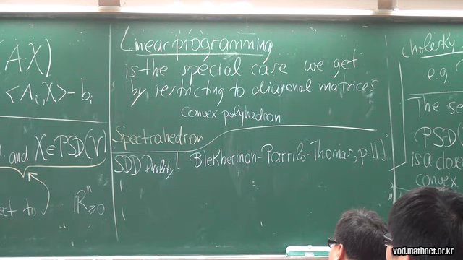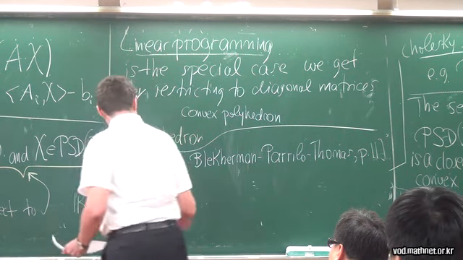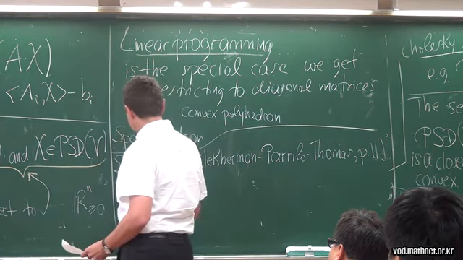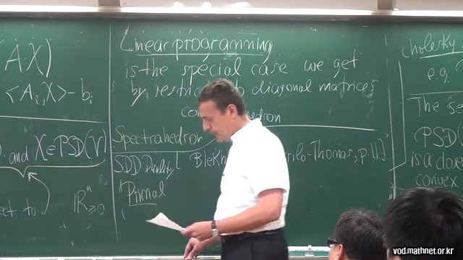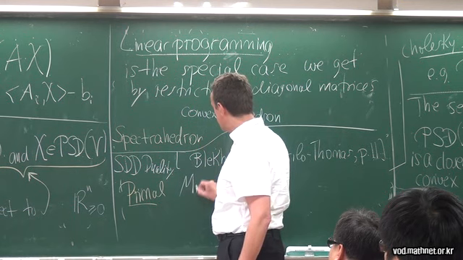And she gives phenomenal talks. So these are the authors of this book, and the other people contributed chapters. So the primal formulation is like this. So it's basically this formulation. I'm just going to change notation a little bit.